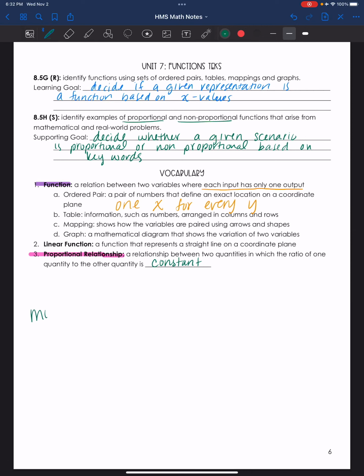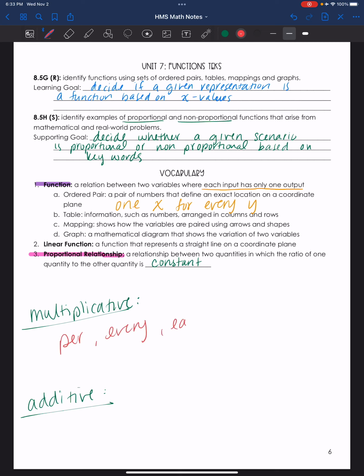So multiplicative words and additive words. Multiplicative, you should already know: per, every, each, rate, like per day. Yeah, no, actually that's it.